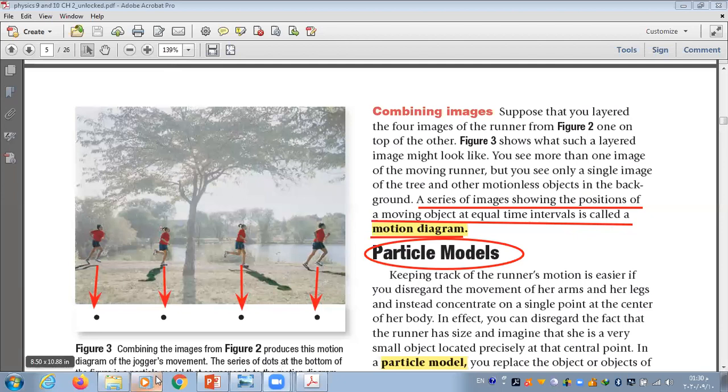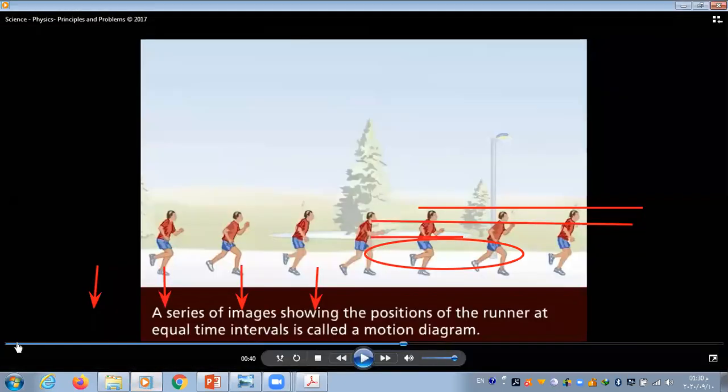And here, watch this video again. The second half is talking about the particle model.